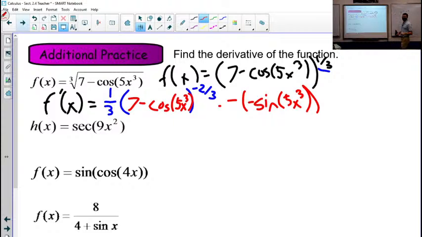But we're not done yet because we still have a function happening inside of the sine as well. Times derivative of the innermost part. The innermost part here is a 5x cubed. So derivative of that 5x cubed is going to be 15x squared. Right?